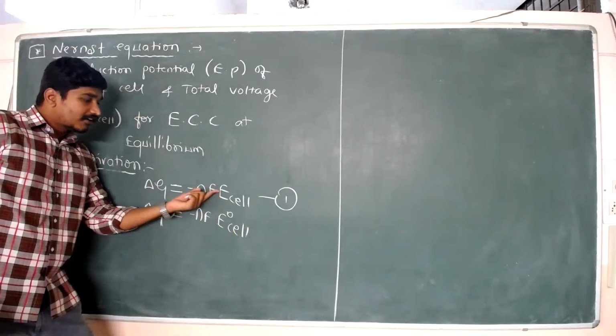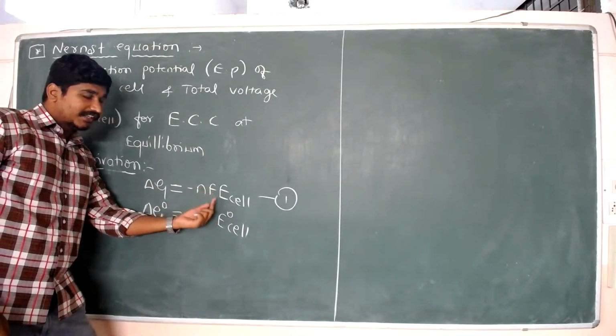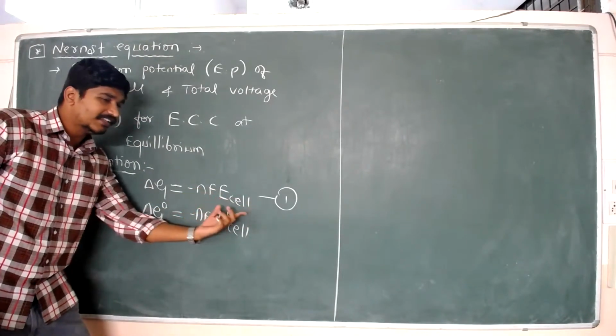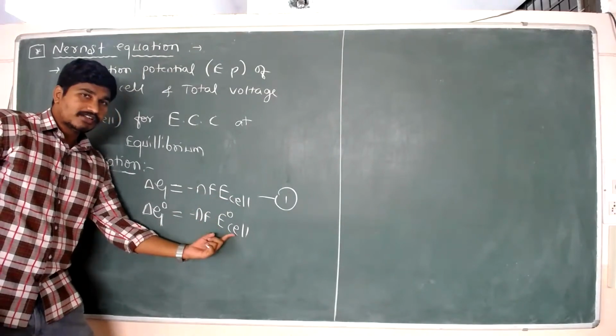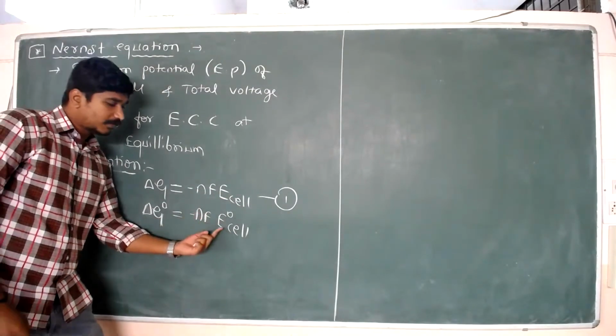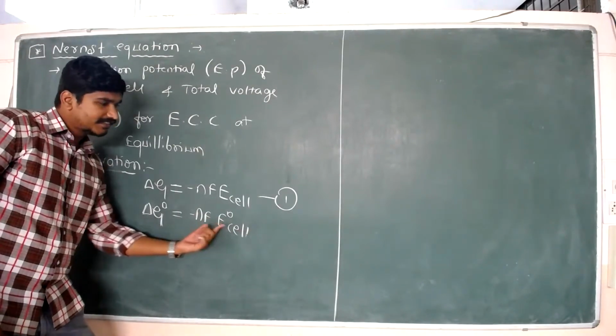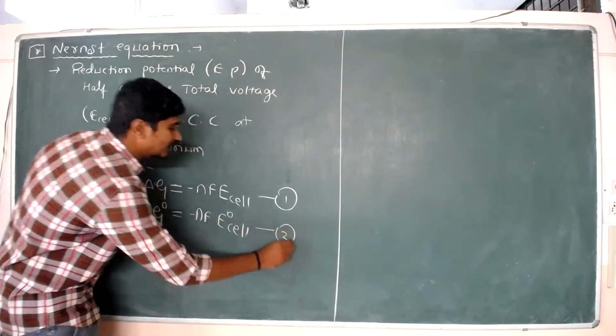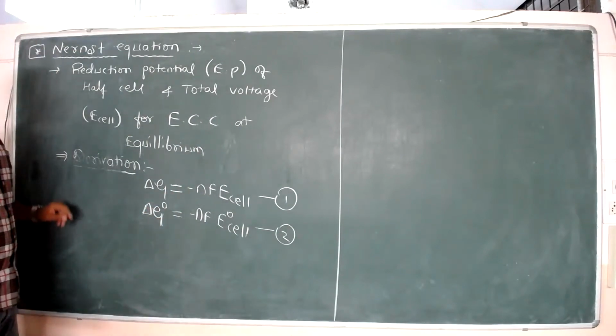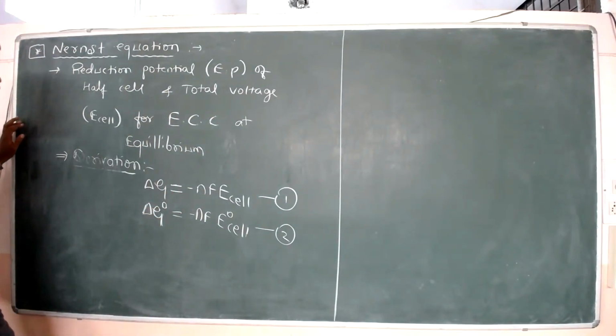What is the difference? Here the concentration of the solution is not equal to 1, therefore I am taking E cell. E naught cell means the concentration of all the ions present in the solution is equal to 1. That is standard. This is equation 2, and the earlier one is equation 1.